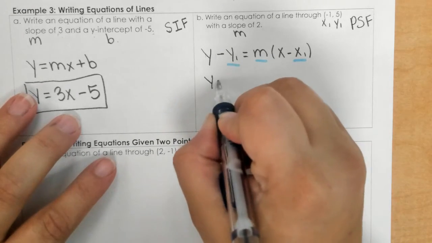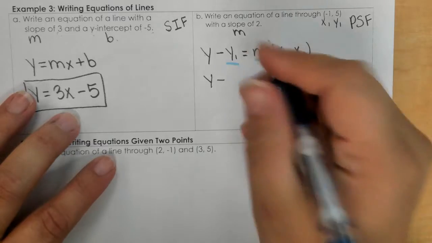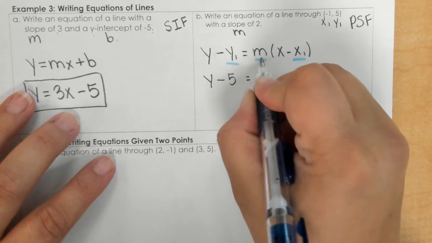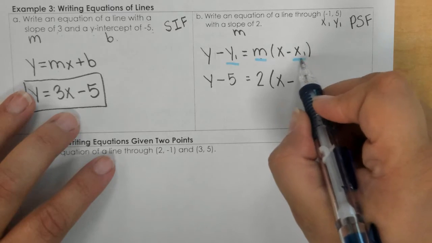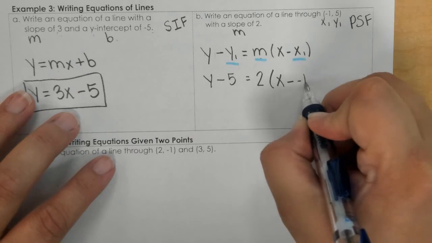So I'm going to do y minus, well, y1 is 5. m is 2. And then x minus x1 is -1.